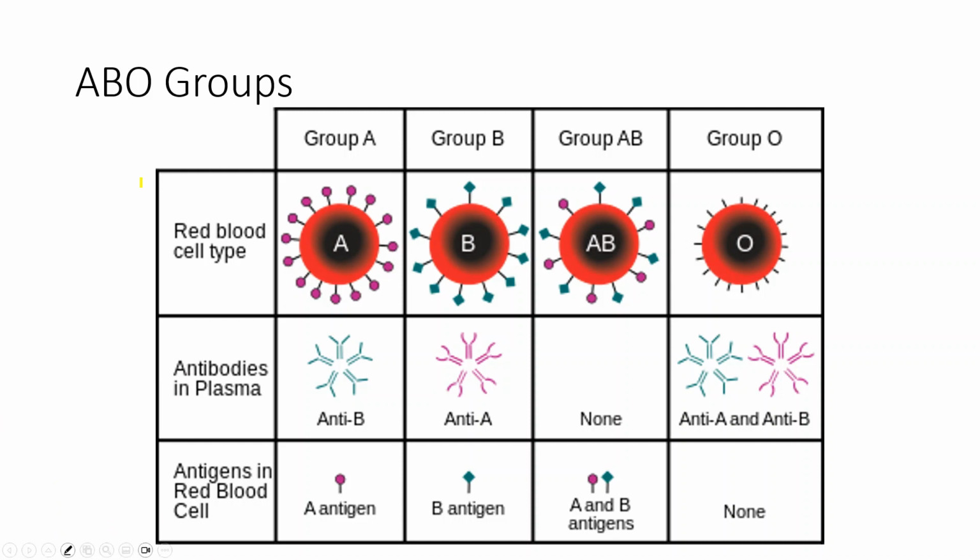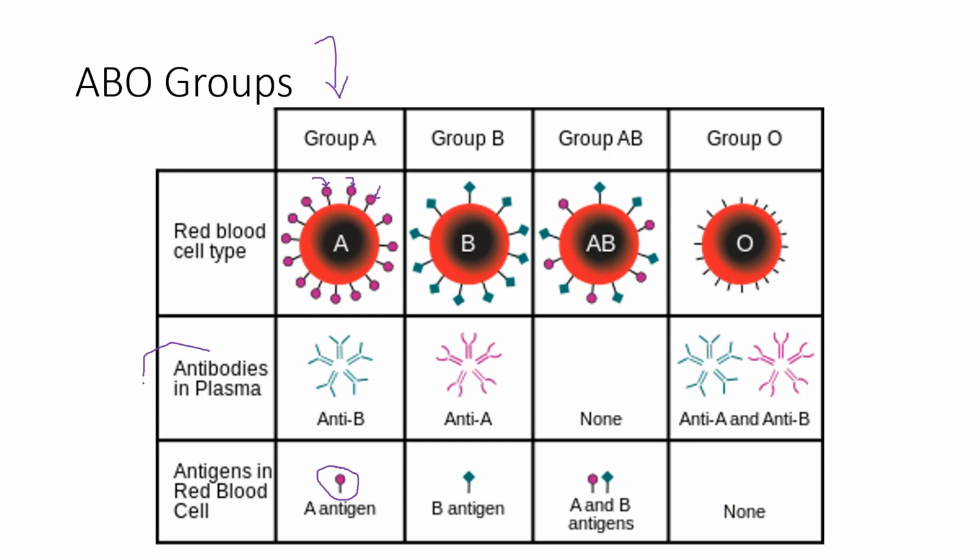So looking at this first column right here, this is showing a red blood cell that has antigens on its surface. These antigens are these little lollipop looking structures. All of these little purple lollipops here are going to be antigens type A. Because this red blood cell has A antigens on its surface, this person is type A blood.